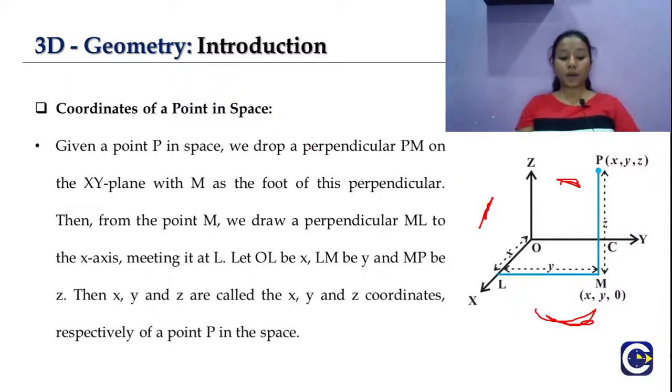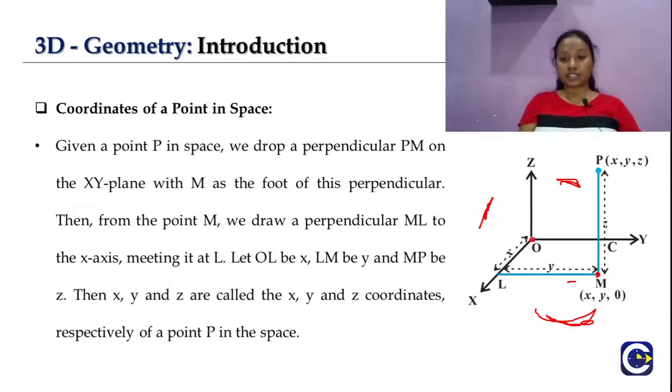Right. So when I drop a perpendicular PM, here you can see in this figure on the xy plane. So this is the xy plane. Right. And this foot of the perpendicular is nothing but at point M. So then this length PM, this perpendicular is nothing but the z coordinate. And if we again drop a perpendicular from this point M to the x-axis, which is the perpendicular ML here, then this is nothing but the y. Right. So meeting at point L, that means here one more joining.